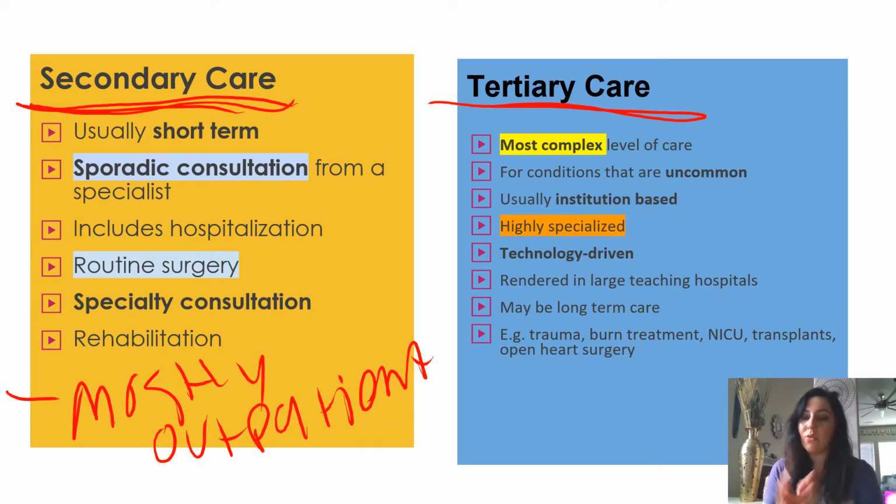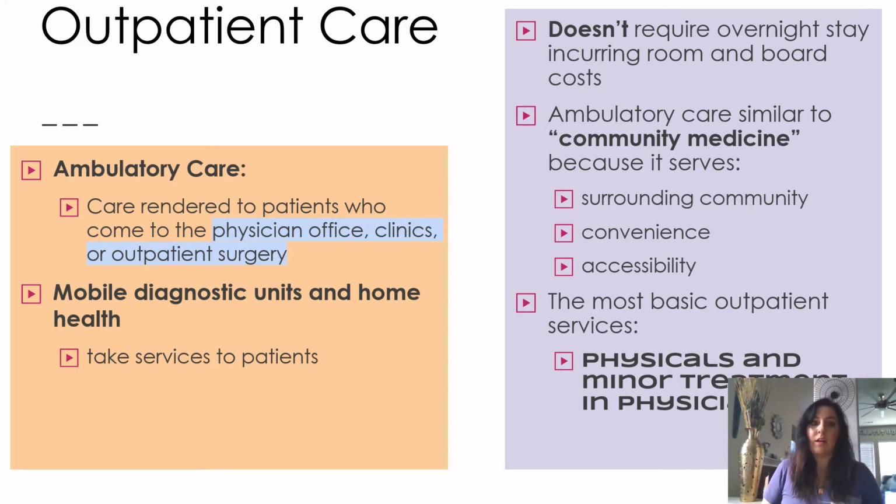It could move into long-term care, but usually this is going to be more sporadic and very short-lived. Okay, so some examples of tertiary care might be some sort of trauma, open heart surgery, transplants, burn treatment, things like that. Okay.